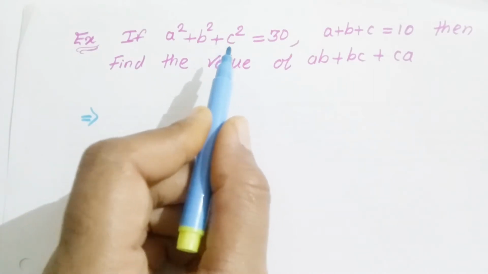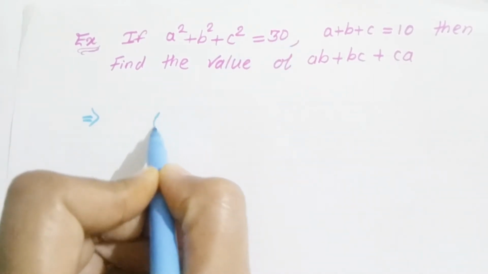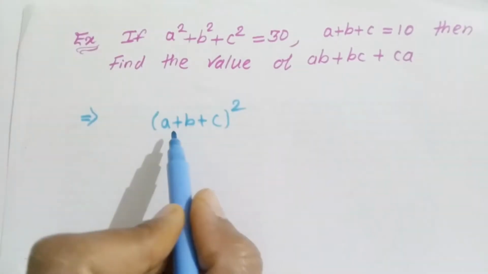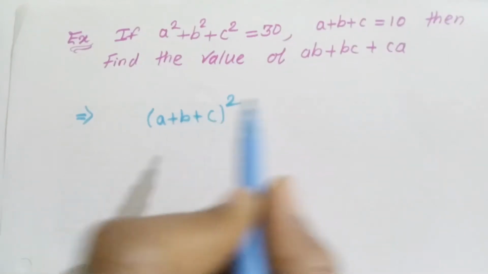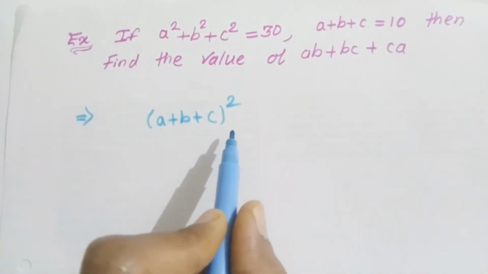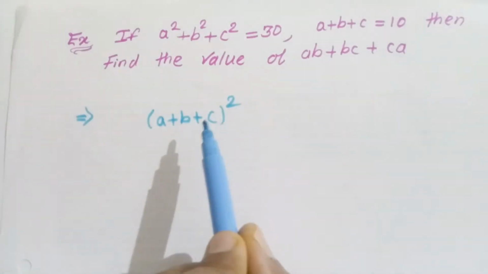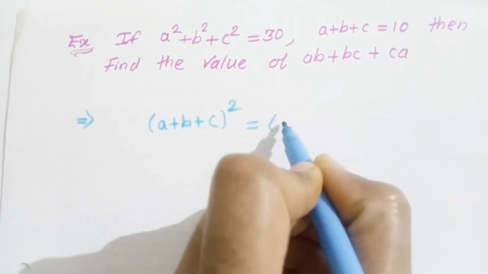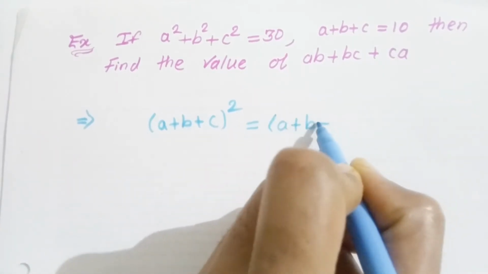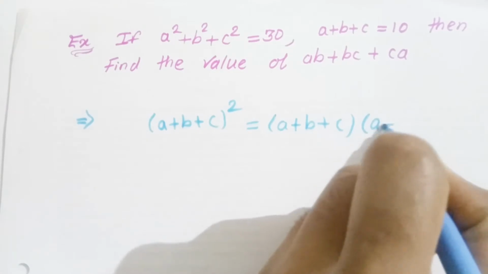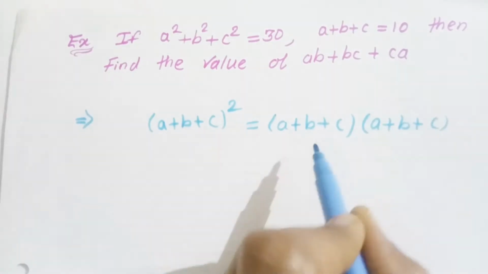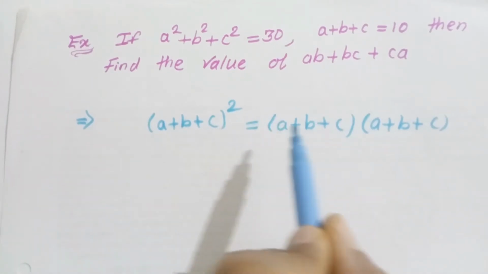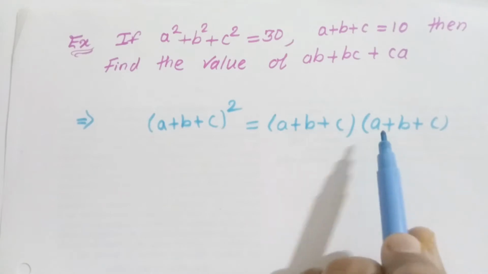Here direct formula for this square is (a plus b plus c) bracket square is equals to a square plus b square plus c square plus twice ab plus twice bc plus twice ac. But if you don't know the formula directly, then you can write here (a plus b plus c) into (a plus b plus c), because we know that if we multiply the same bracket, then we get bracket square, means the same term I have written twice in product form.